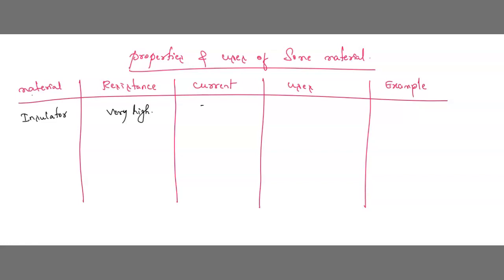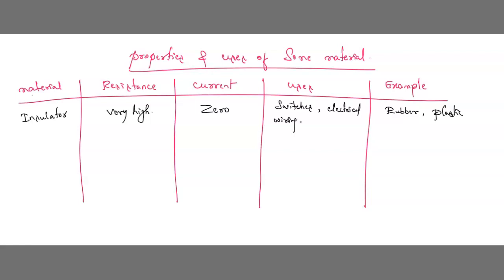Now what will be the current? Zero. Uses: we can use this in electrical switches, and for insulation in electrical wiring. So these are the uses. Examples: rubber, plastic, etc.